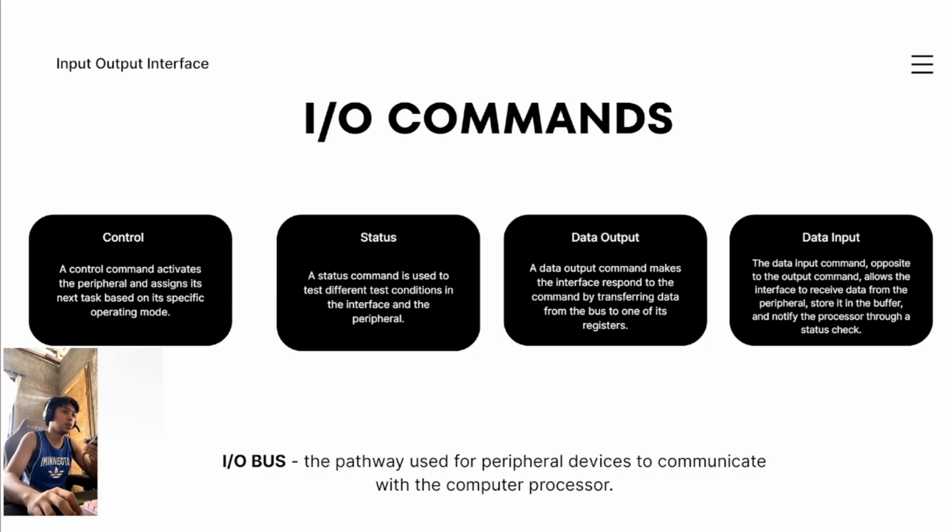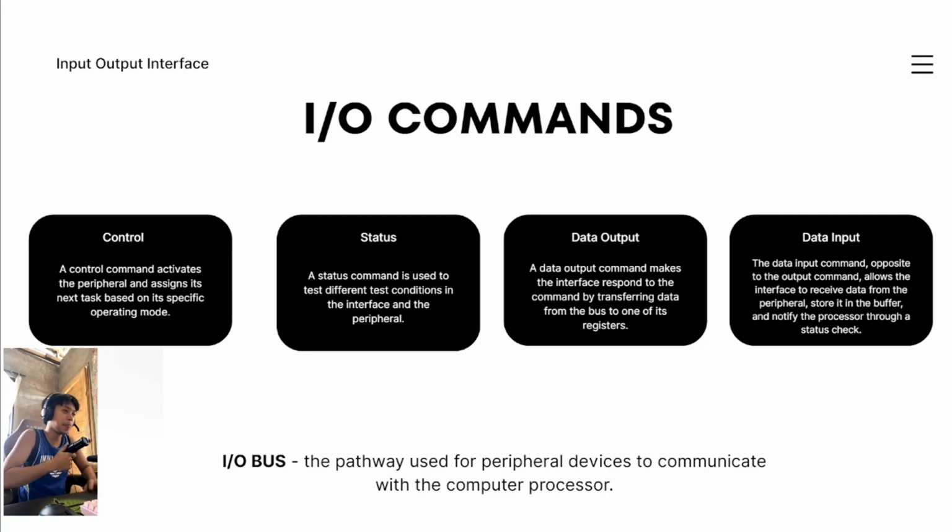A status command is used to test different test conditions in interface and the peripherals. So when we say status command, mabalaka na to kung say status sa process. So for example, a computer may require checking the status of peripheral before a transfer is made. So during the transfer, the errors that occur are detected by the interface. So these errors are cleared by setting bits in the status registers that processor can read at certain intervals.